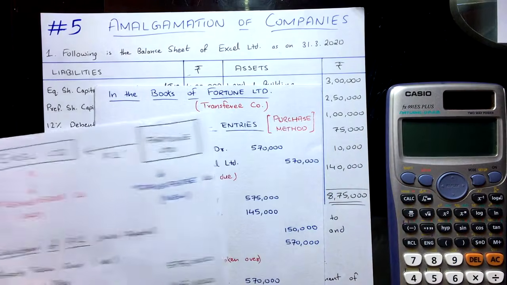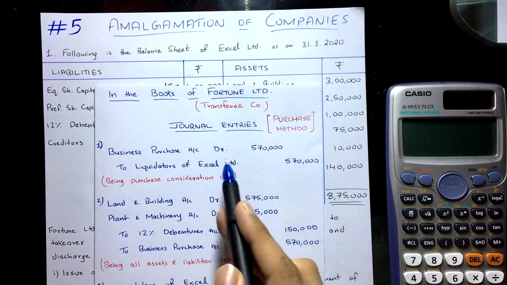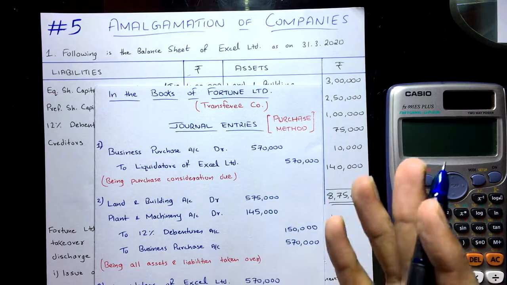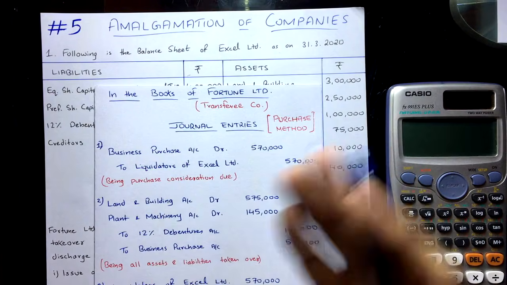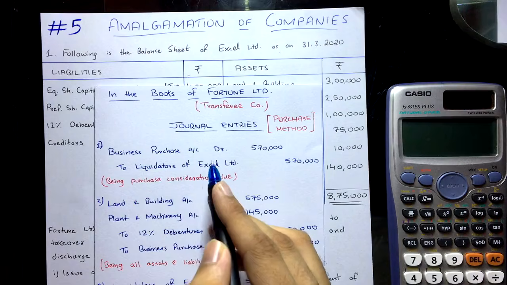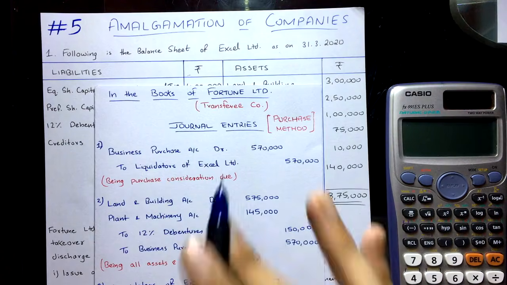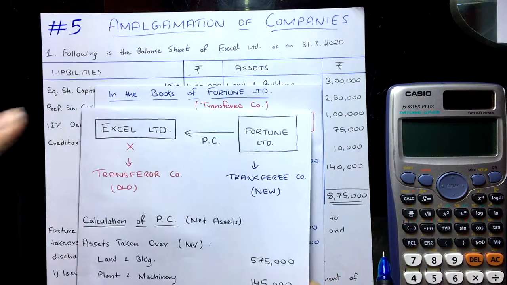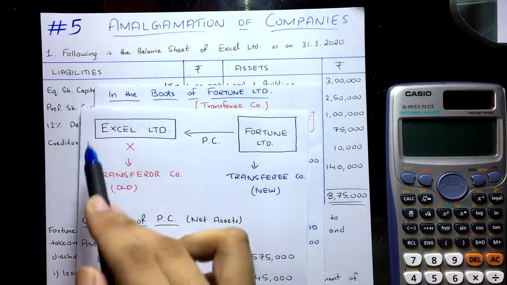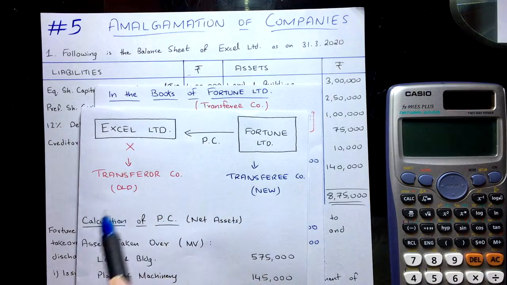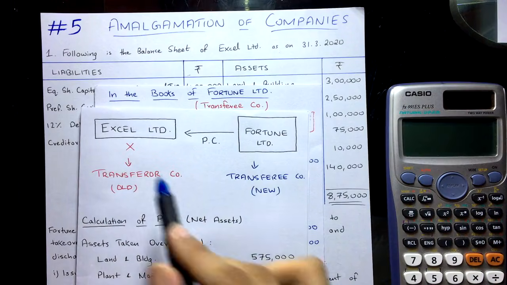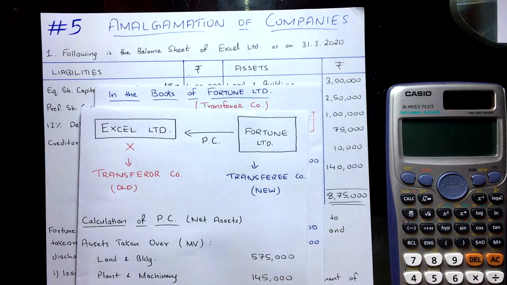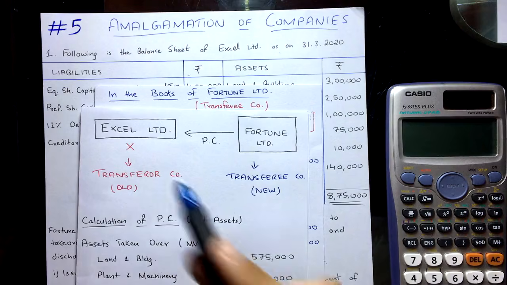So what would be the entry? The simple entry: Business Purchase account debit. You are purchasing the business. In 11th standard, what used to be the entry for a simple credit purchase? Let's say we purchase goods from Sham: Purchase account debit to Sham. But here we are purchasing the entire business, the entire company, this Excel Limited. And this company will be liquidated, it will be shut down. And who will do that liquidation? A liquidator, a person will be appointed. I have told you all this in the previous videos. So now we are purchasing this business.